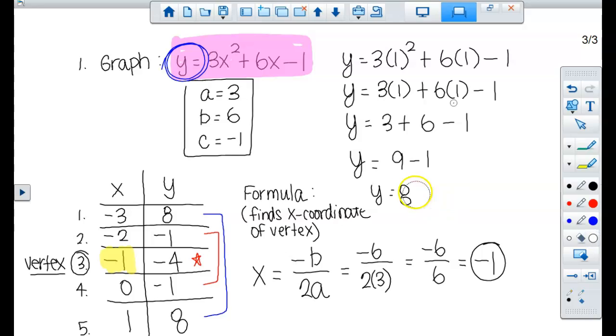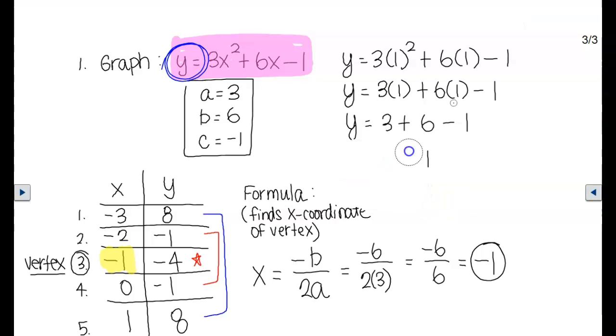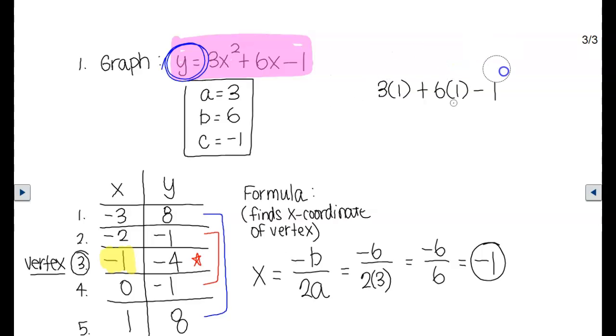I think you can see there that that could save you some work, because you could just plug in those first 3 and then use your answers to help you fill in those last 2. So in other words, I could plug in negative 3 and get 8. I could plug in negative 2 and get negative 1. I could plug in negative 1 and get negative 4, and then just say, okay, this one has to be the same as this one, and this one has to be the same as this one.